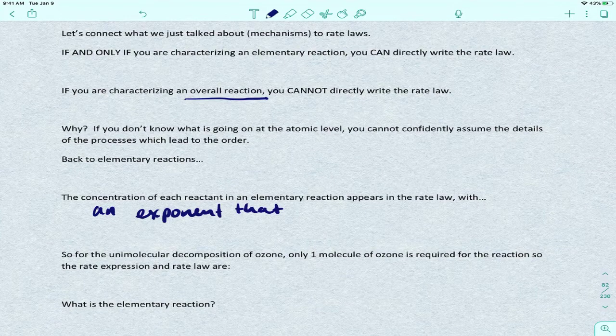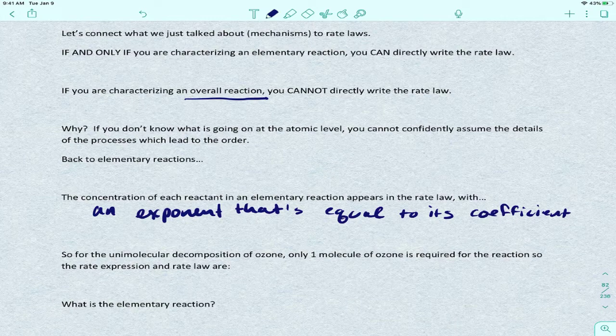So the concentration of each reactant in an elementary reaction appears in the rate law with an exponent that's equal to its coefficient in the elementary reaction.